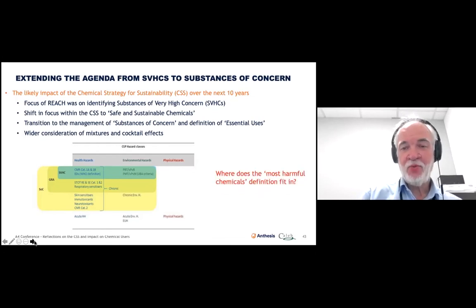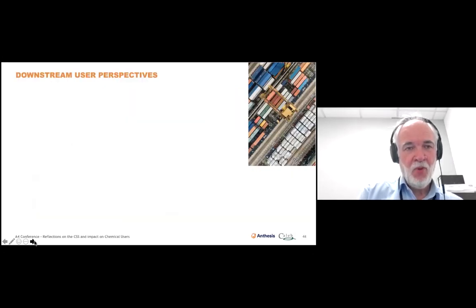But we still have to ask, well, if we're defining our substances in this way, where does the most harmful chemicals definition fit in? And I think those are still questions that need to be answered and are the focus of additional discussion in the period we're in at this point in time. And while we're looking at this, as I wanted the focus of this presentation to really be the downstream user rather than the chemical industry per se, I wanted just to put a slide in here about where the chemical users started from with the introduction of the CSS.